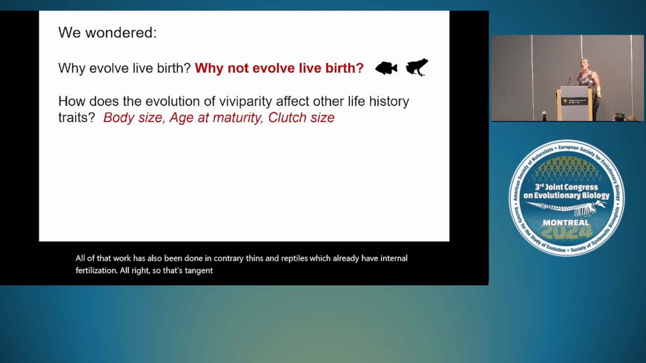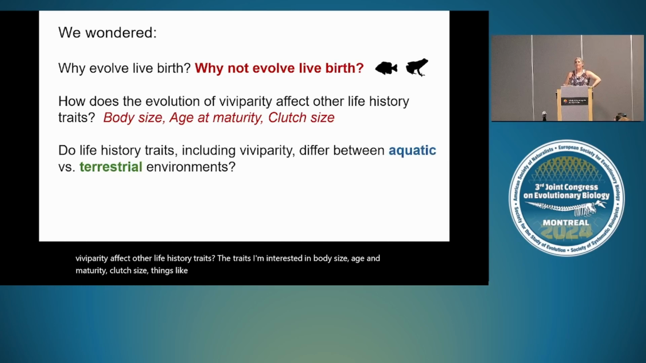Okay, so now we ask, how does the evolution of viviparity affect other life history traits? The traits I'm interested in are body size, age at maturity, clutch size, things like that. And finally, do these life histories evolving in concert differ when you see transitions among aquatic and terrestrial environments?